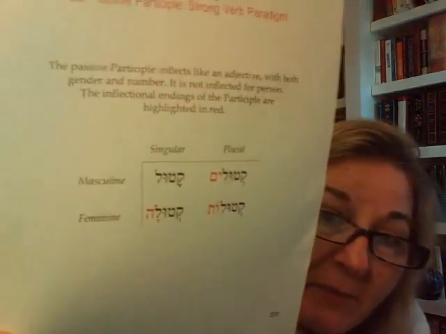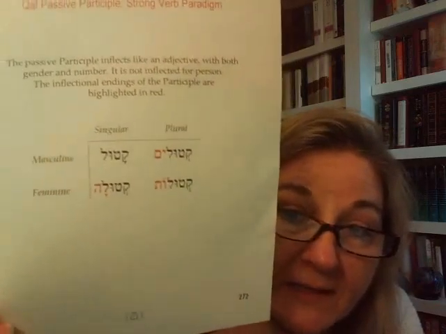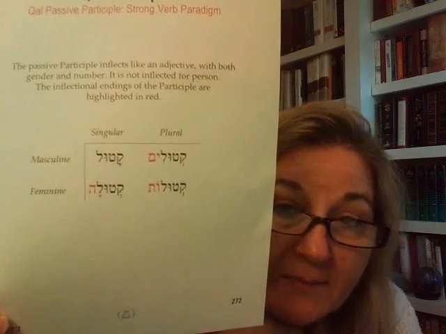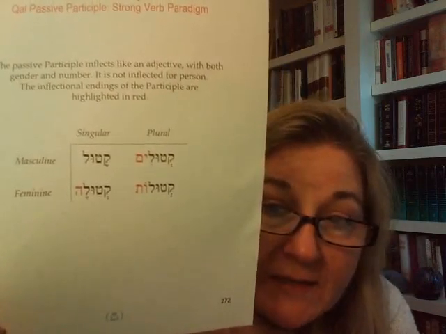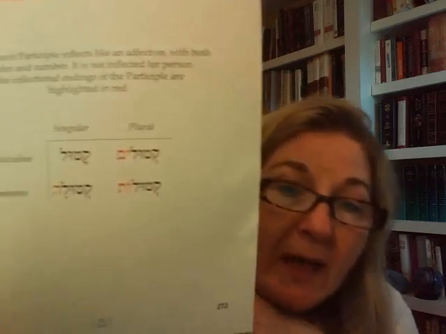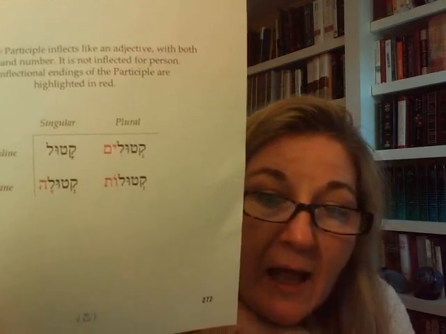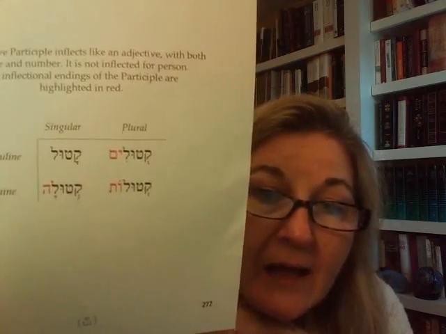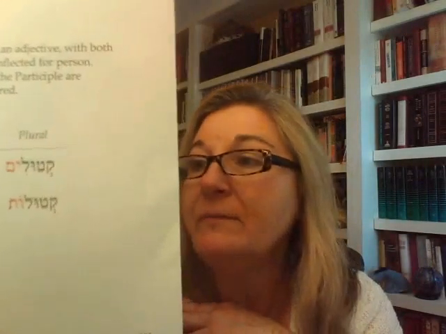Now, let's look at what we have here in these passive participles. The passive participle inflects like an adjective with both gender and number. It is not inflected for person. The inflectional endings of the participle are highlighted here in red. And here we have, in the singular, qatul and qetula. And in the plural, qetulim and qetulot.